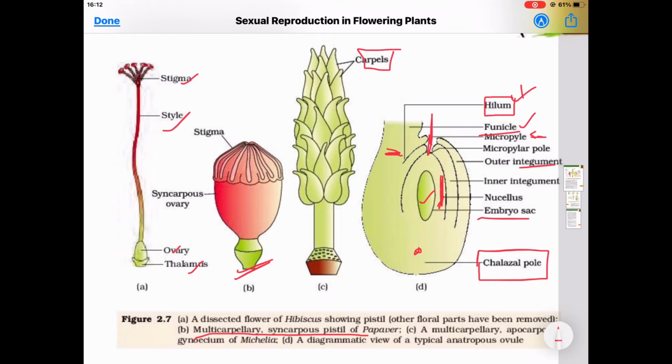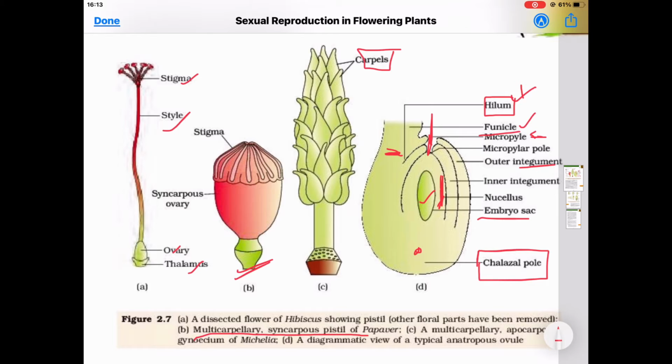D diagram is of a typical anatropous ovule. So first is on the top hilum. Hilum is that point which joins the funicle with the ovule. Then is funicle is the stalk. Stalk of the ovule is known as funicle. Micropyle is the opening where integuments are not present.